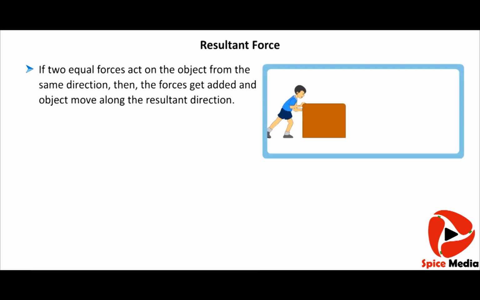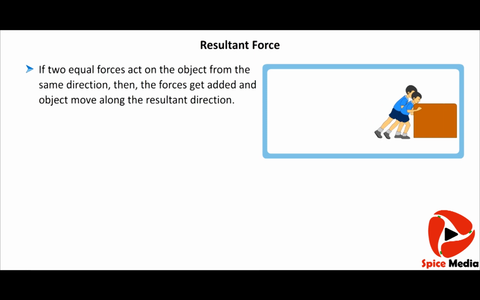Consider a boy trying to move a fully packed box. The box moves with some speed. Now, another boy joins him. Guess what happens? Of course, the box will now move with greater speed. Because two forces are acting on the object from the same direction, the forces will get added and the object moves along the resultant direction.